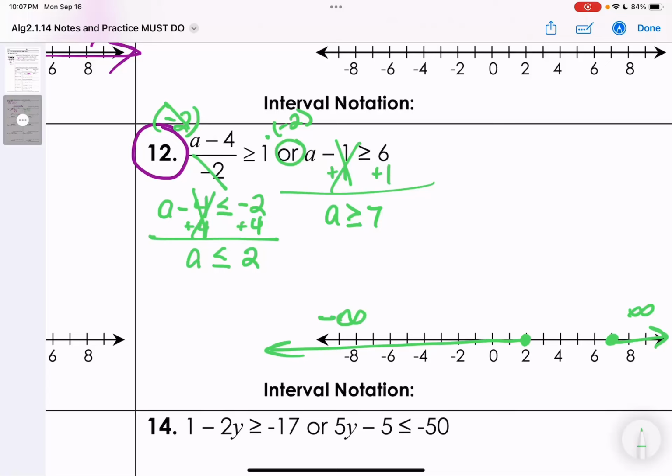So I need to write both of these. I've got negative infinity, and then we end at 2. 2 is closed. And then we put this little union sign there. And 7 is closed. So we put a bracket. And then infinity.